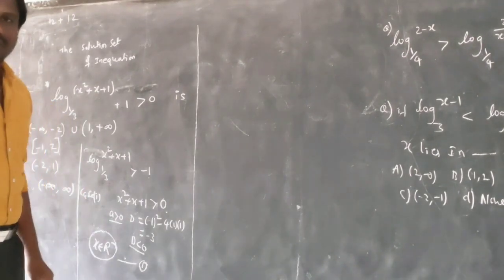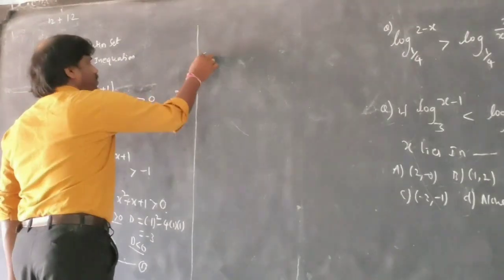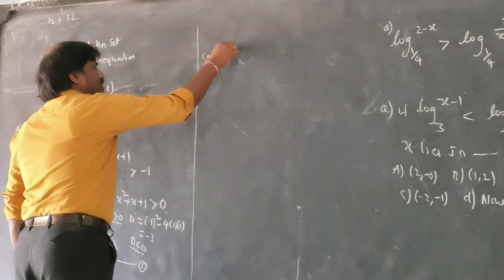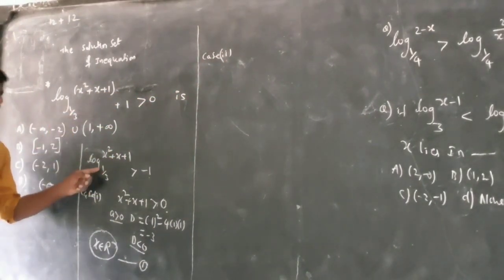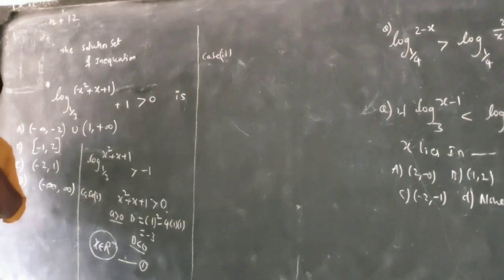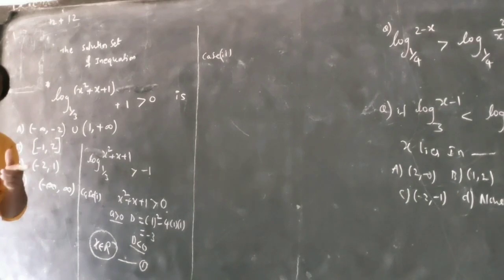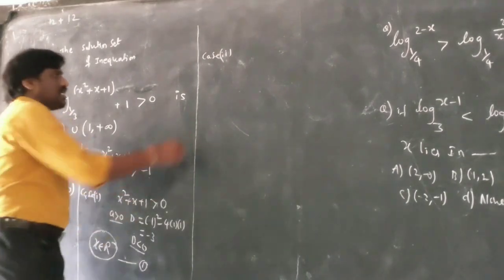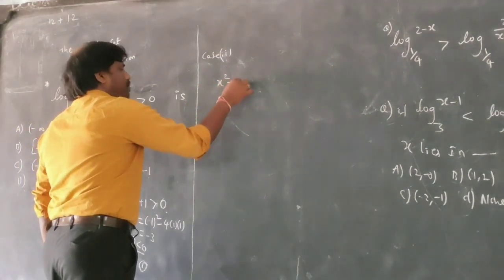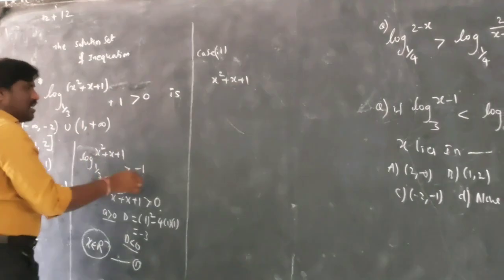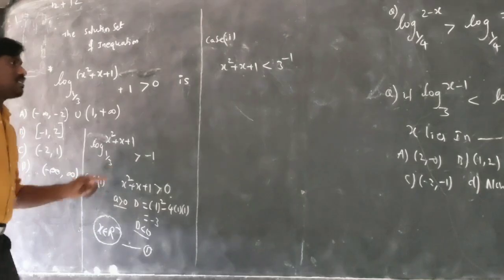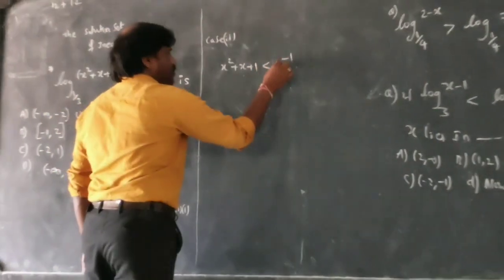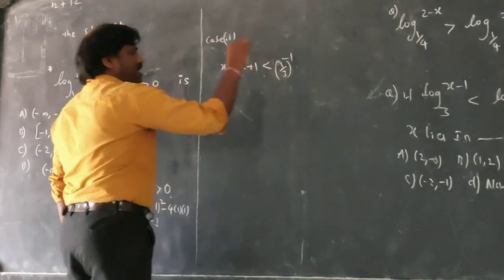Next I have to see case number 2. Let us go for case number 2. What do I have to do here? Case number 2, apply the inequality here. What is the base? The base is less than 1. When the base is less than 1, the inequality changes. So x square plus x plus 1, greater than will become less than, 1 by 3 power minus 1.